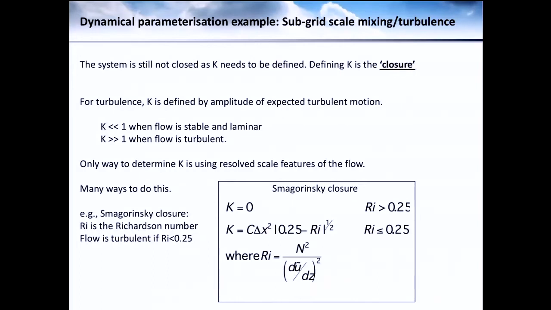It's based on this thing called the Richardson number. Who's heard of the Richardson number before? Good. The Richardson number tells us if the flow is dynamically stable or unstable. It's the buoyancy frequency divided by the square of the shear. If the Richardson number is large, the flow is stable. K is 0. We assume there's no turbulence. Once the Richardson number is small, we use this equation to define K. That's our closure. This is the simplest closure. This is the Smagorinsky closure.